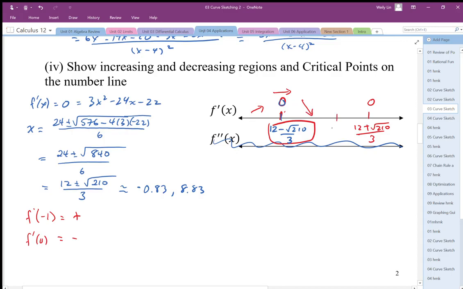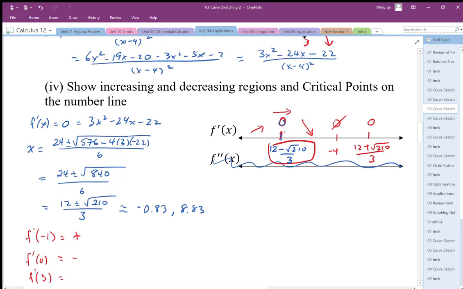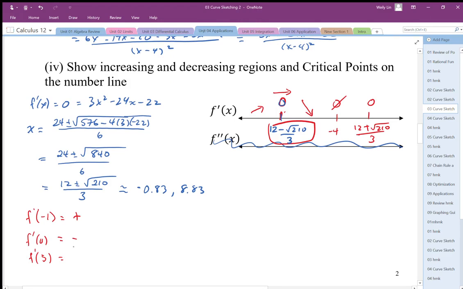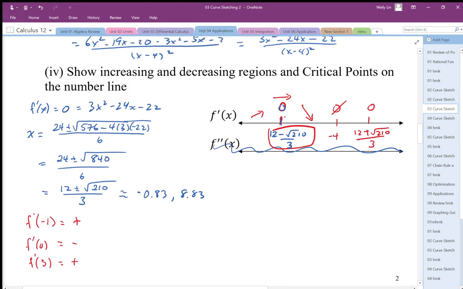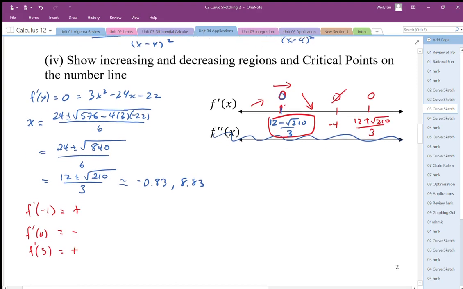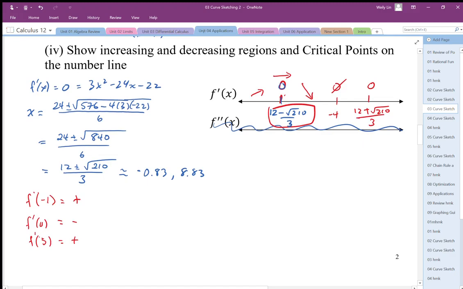I know I have an undefined slope at -4. So I'm going to check the f prime at 5. When I plug 5 into here, I'm going to end up with positive values. So I'm going to end up with a positive slope. Okay, again, I'm just checking this because I know my numerator is always positive. I'm not testing for the value. I'm just testing for positive or negative.